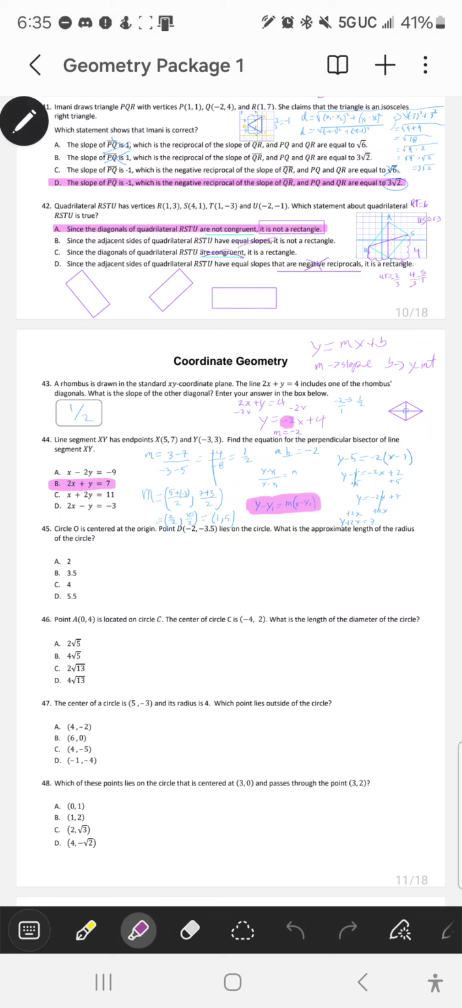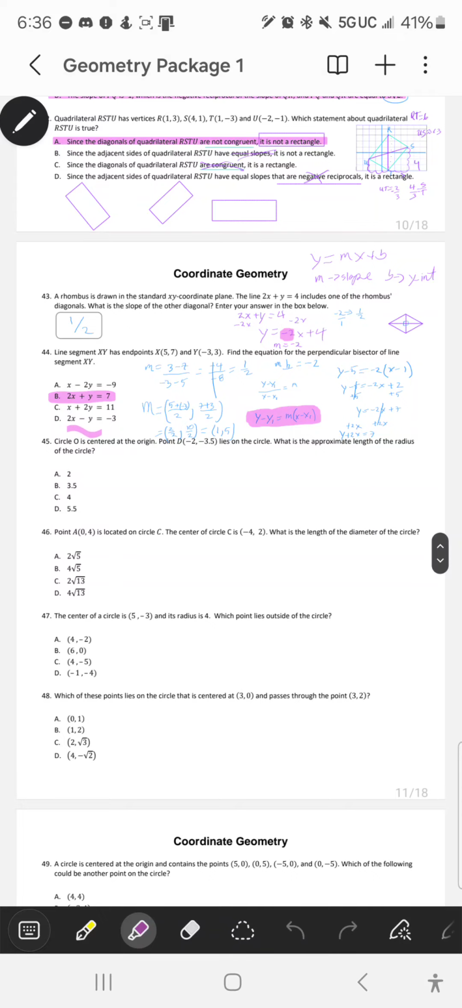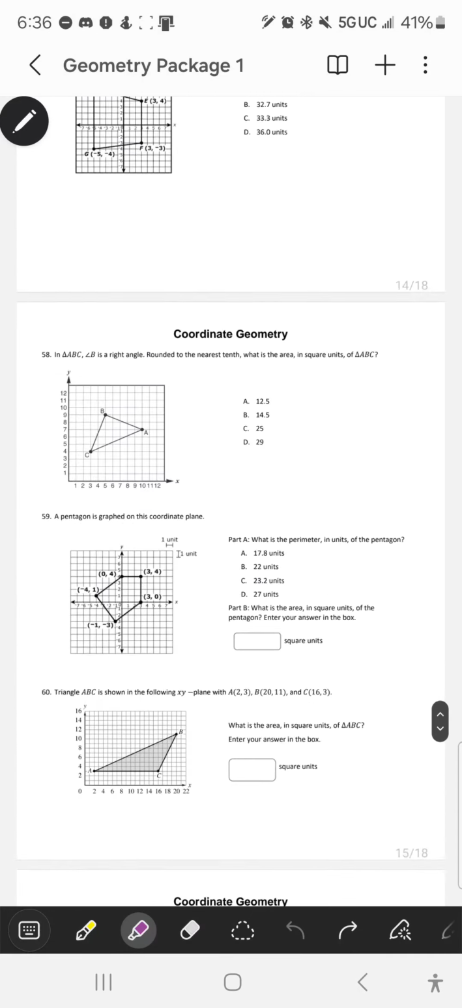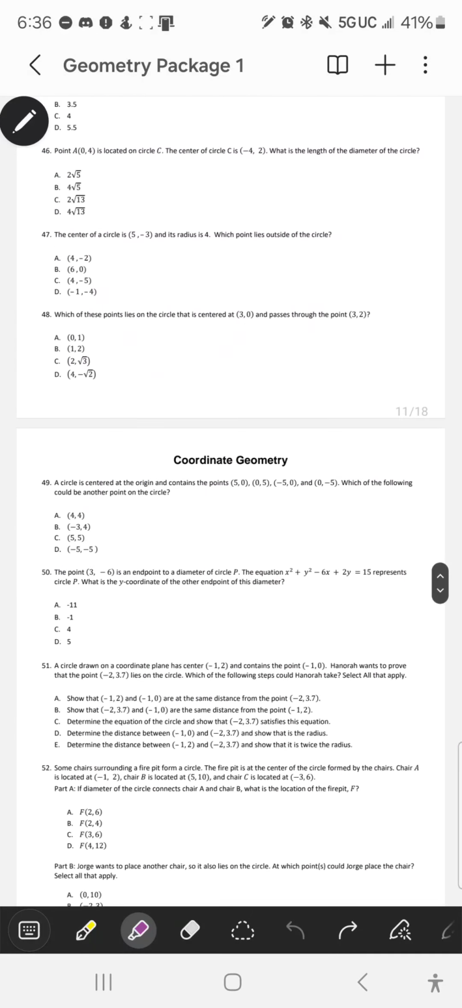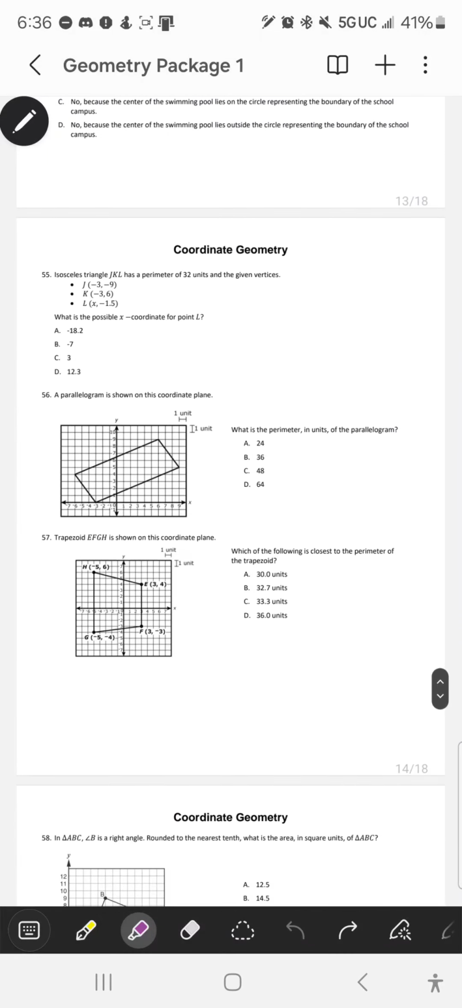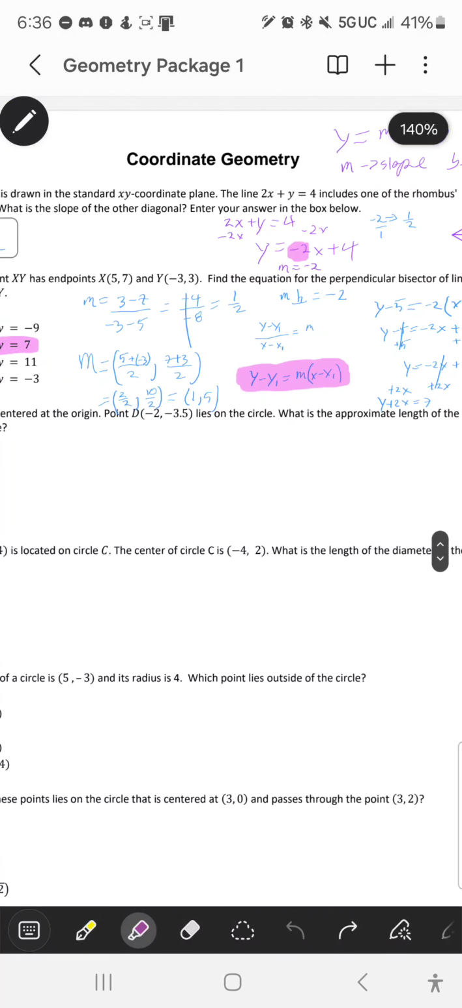We were talking about quadrilaterals, and as I can see now, there's a circle here. So let's just keep going. We are far behind, and we want to finish this package. It was supposed to be finished by last week, but let's keep going and see what happens.